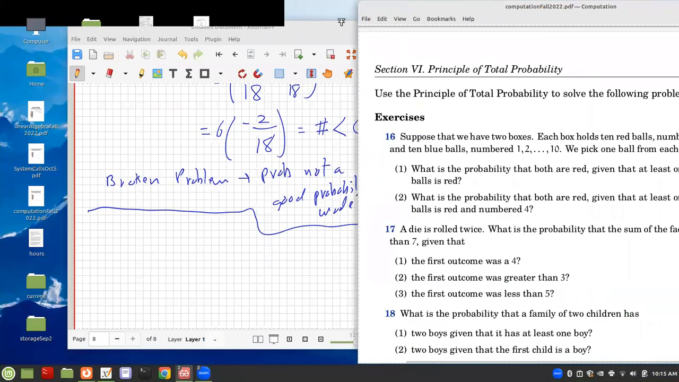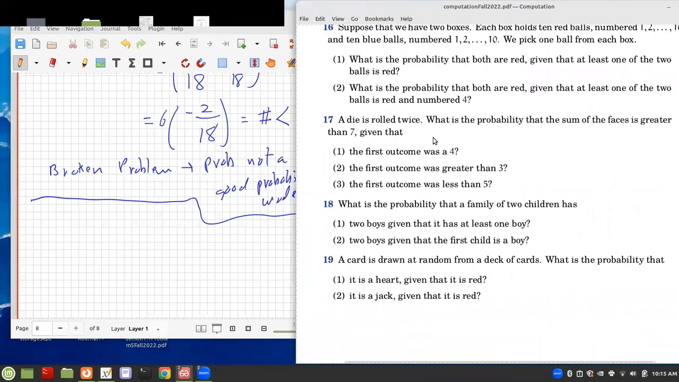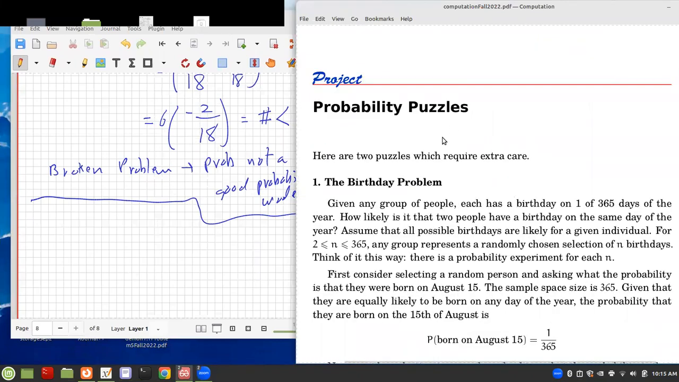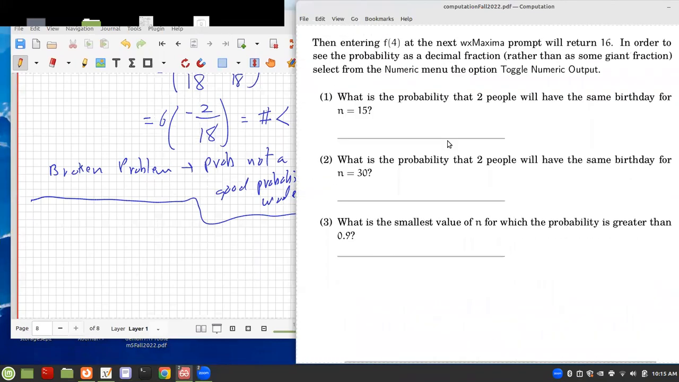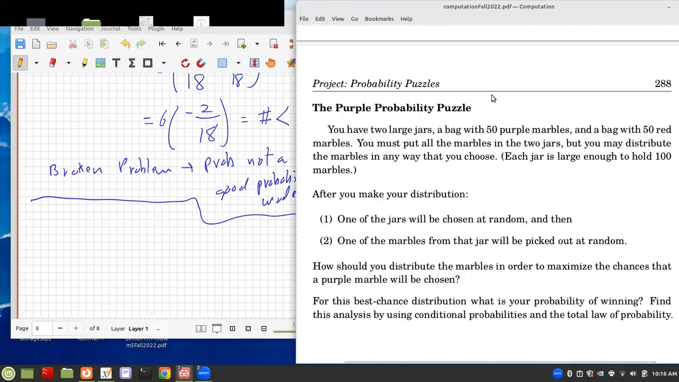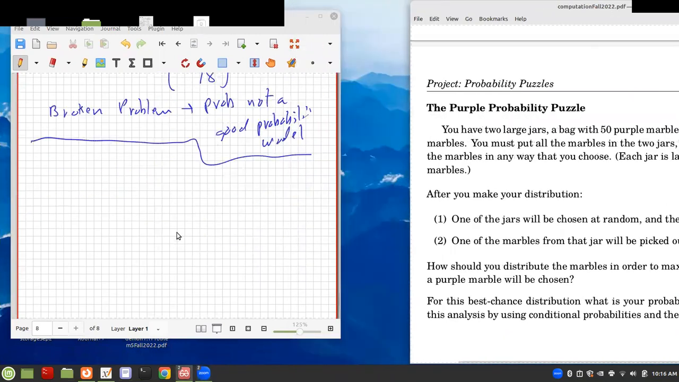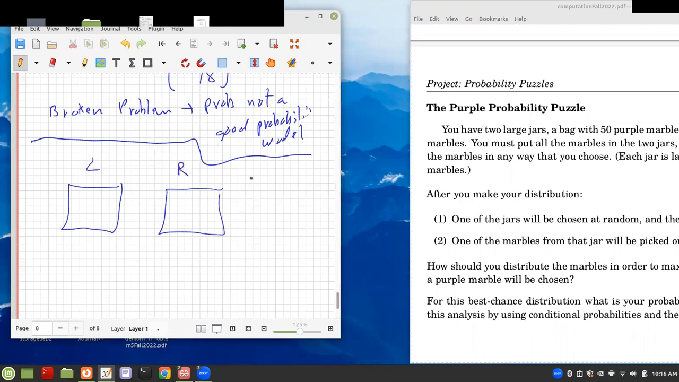Okay, after these misadventures and adventures, let's look at some of the probability puzzles which involve conditional probability. First of all, we have the purple probability puzzle. We have two jars, left and right, and we have 50 red and 50 purple marbles to distribute between them. Let's make a distribution, and we want to know the probability that you get a purple.